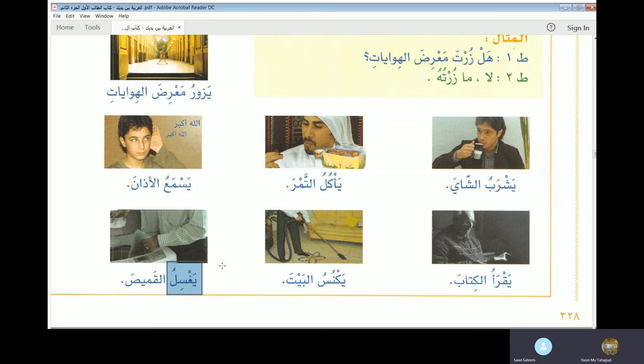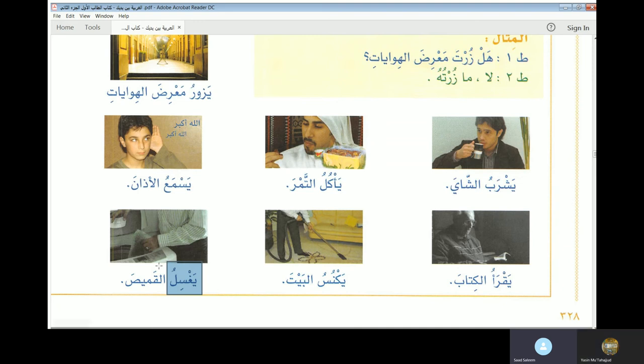Yaghsilu. She washes, taghsilu. You wash, taghsilu also. Taghsilu has two meanings. You wash feminine: taghsilina. I wash: aghsilu. We wash: naghsilu.